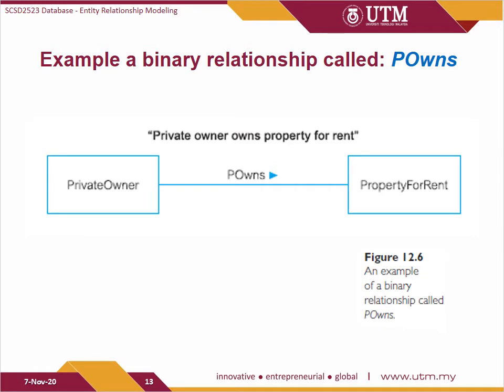The figure shows the example of binary relationship. Binary relationship means two different entities are connected to one relationship. An example of a binary relationship here is the POwns relationship with two participating entity types, namely private owner and property for rent.